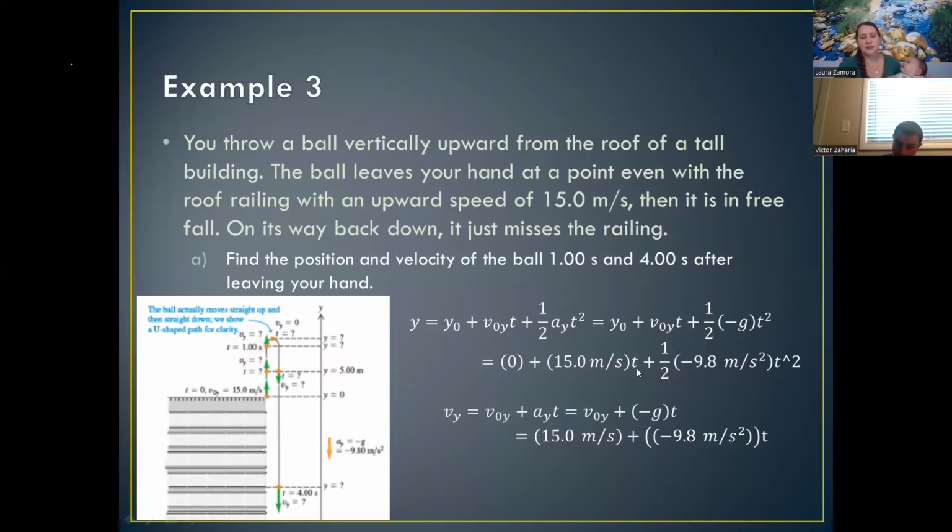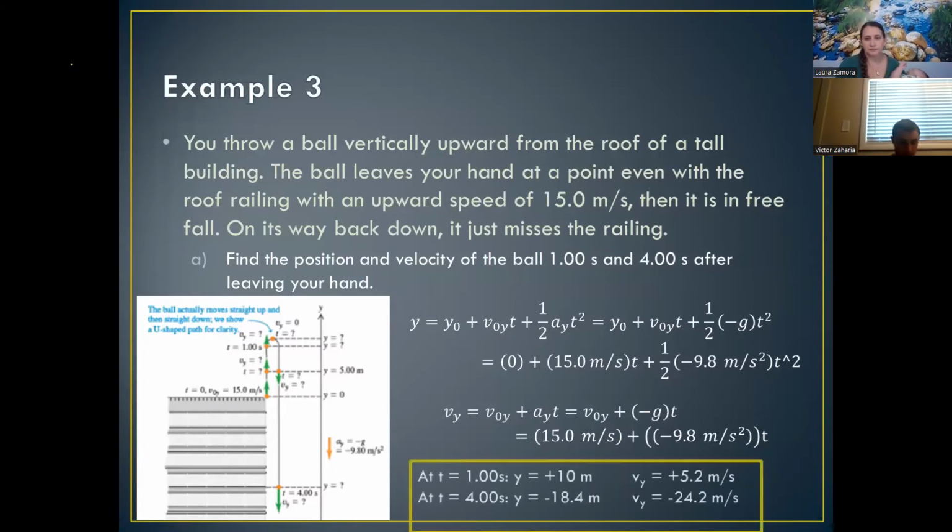Right, so 15t plus 1/2 times negative 9.8 times t squared. That will give you your positions once you plug in your time interval. So 1 second and 4 seconds. And then our velocity equation is the same as it was in example 2, but again, we have an initial velocity of 15 now. So once we go ahead and plug in our values for t of 1 and 4, we'll get our answers for our positions and our velocities.